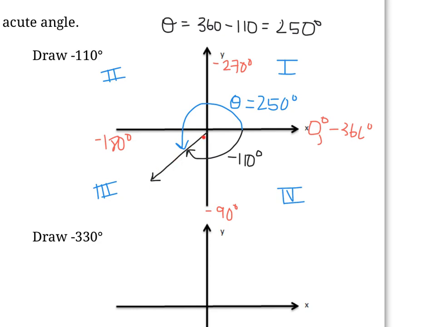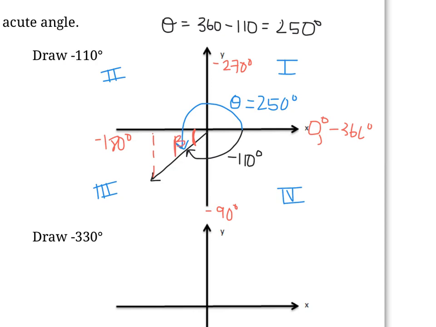So our beta is our related acute angle, and that's going to be the angle between the terminal arm and the x-axis. So if we were to draw this right angle triangle, here it is. We're looking for this guy right in here, so that's our beta. So what is the measure of beta?